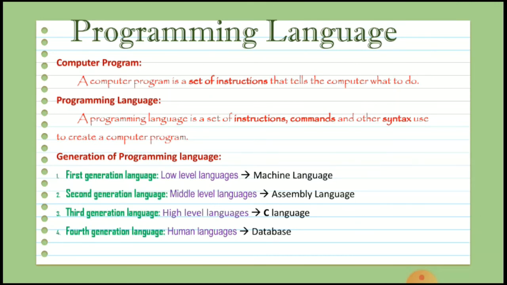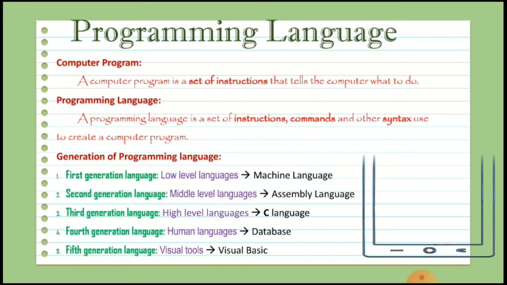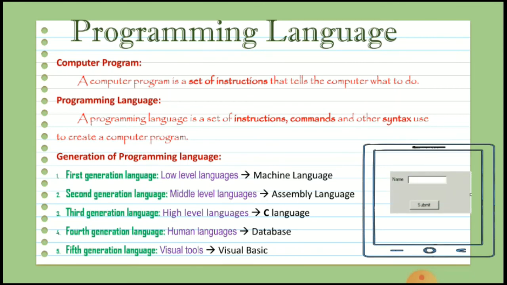The last type, that is fifth generation language. These are the languages in which you can use the visual tools which have some particular meaning. For example, if you want to submit something in computer, here instead of writing instruction, you can use the button provided in the language.